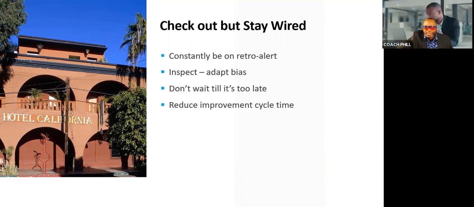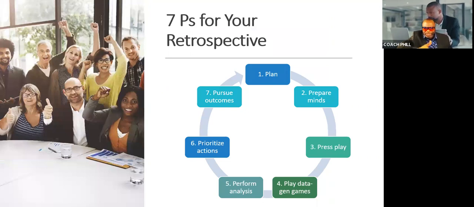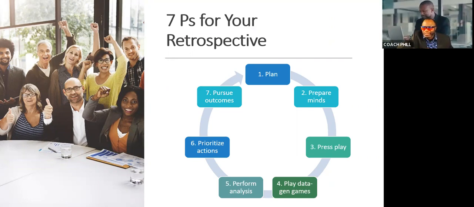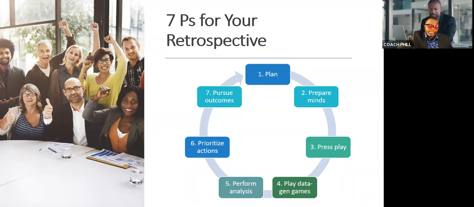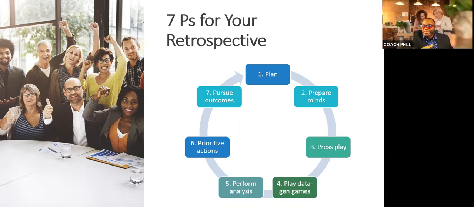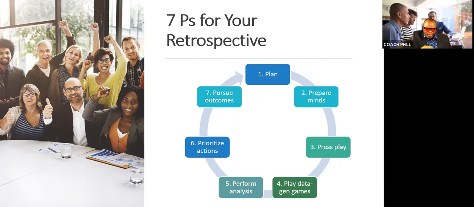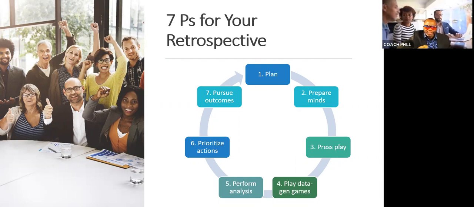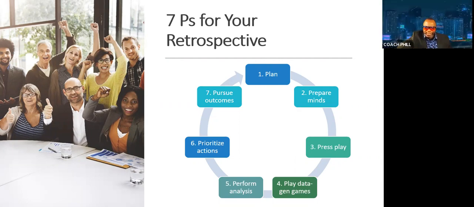So the 7 Ps in a nutshell: you got to plan your retrospective, which includes replanning, whatever that may look like. You got to prepare minds. Then you're in the retrospective, you press play, you get into some real intentionality, play data generating games, perform an analysis, prioritize your actions, and pursue the outcomes, and do it all over again. The moment you leave step 7, pursue outcomes, you're immediately replanning. So it never stops, this constant cycle of improvement. What are we going to do next? And you'll be amazed at the great things your team can do.